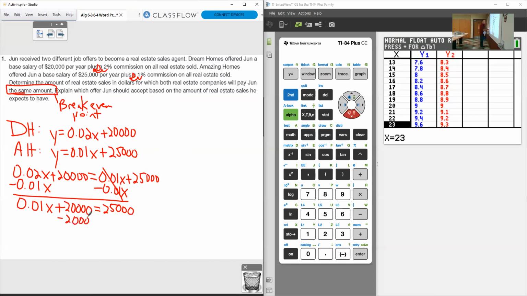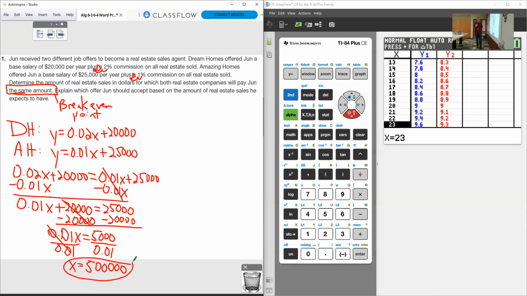Minus 20,000, minus 20,000. So 0.01x equals 5,000. Divide by 0.01, divide by 0.01, and we get a break-even point of 500,000. So if she sells $500,000 worth of real estate, that is when she's going to make the same exact amount of money from both companies.